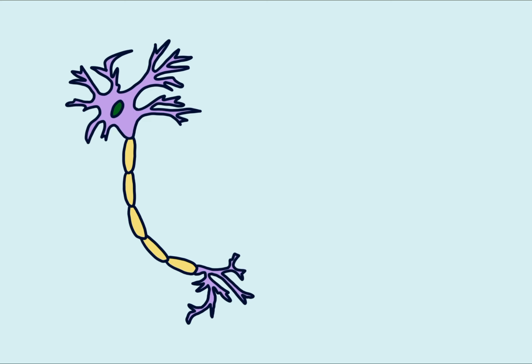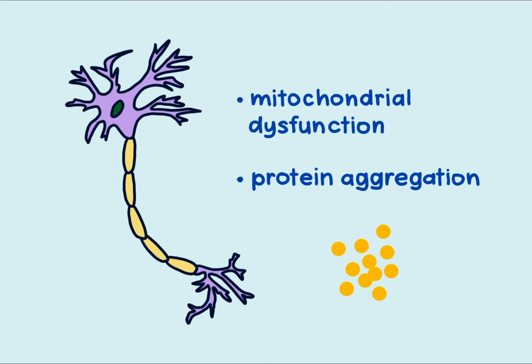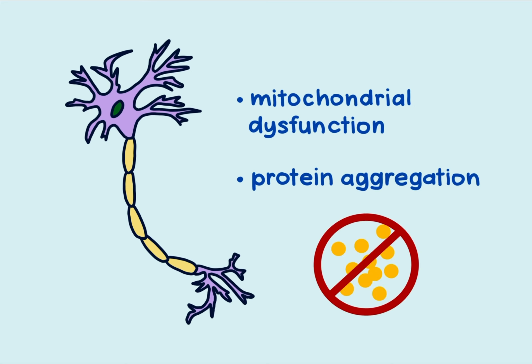In Parkinson's disease, the lack of dopamine in the brain is mainly caused by genetic mutations. Some mutations may cause mitochondrial dysfunction, while others may cause protein aggregation. This leads to the degeneration or death of dopaminergic neurons and impairment in dopamine release.